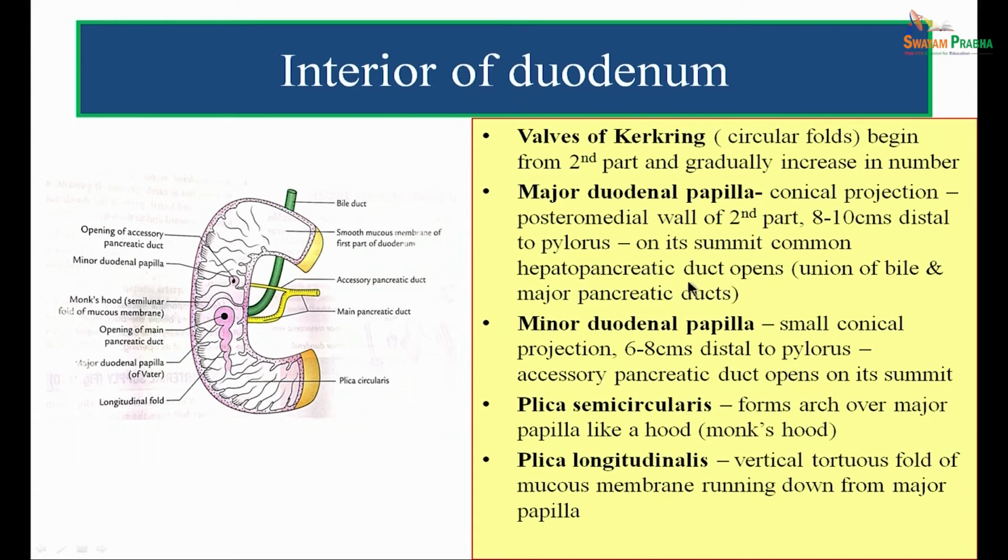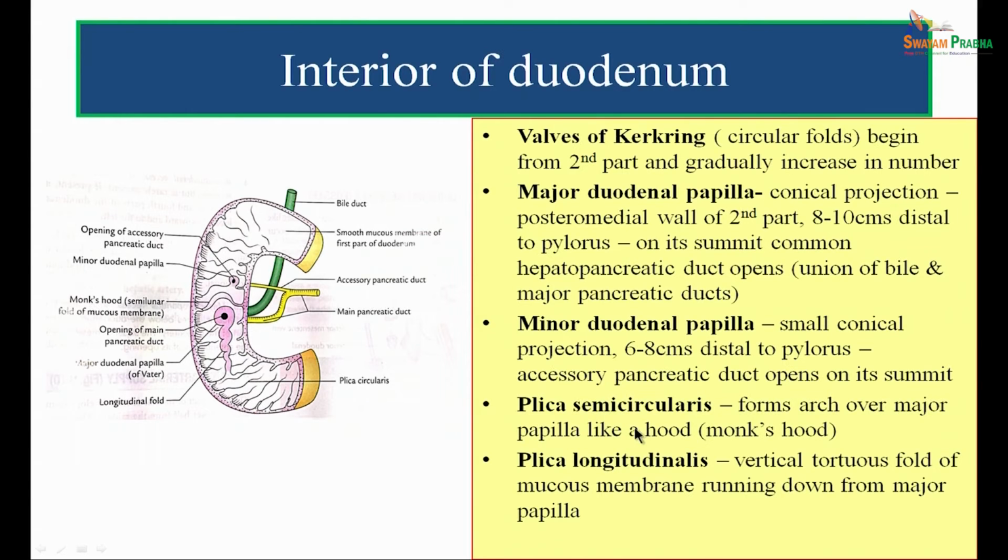This common hepatopancreatic duct is formed by the union of the bile duct and the major pancreatic duct. Then there is another papilla known as the minor duodenal papilla, which is another small conical projection which lies at a distance of 6 to 8 centimeters distal to the pylorus. The accessory pancreatic duct opens on the summit of the minor duodenal papilla.